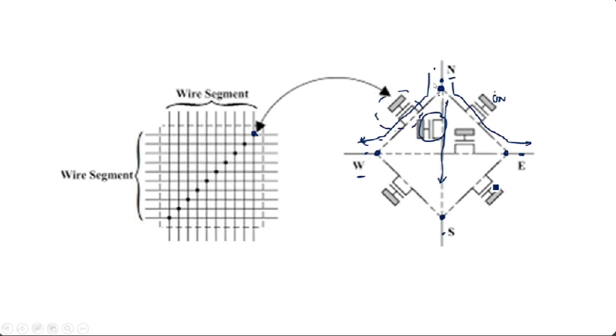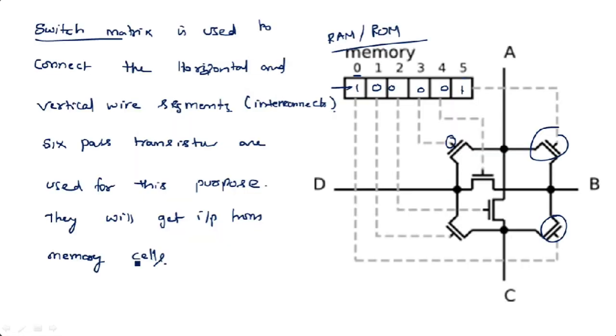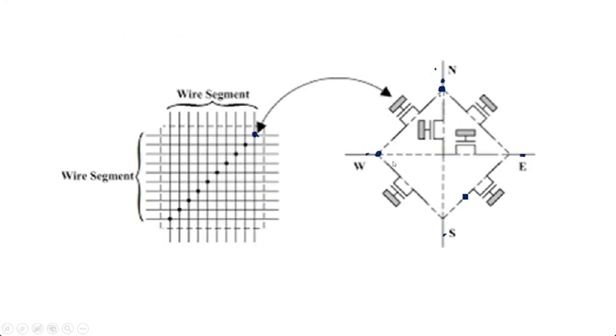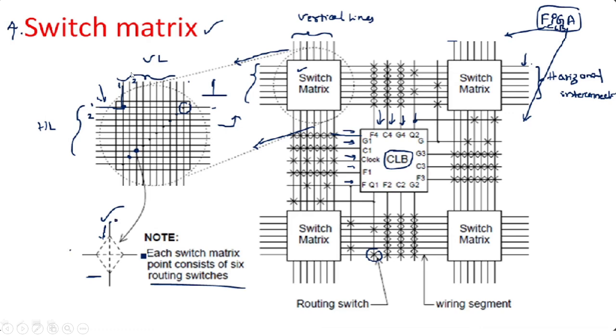Suppose the signal should pass from north to west. Then this will be on, and the signal will pass from north to west. Suppose the signal should pass from north to south. Then you need to give a high signal to this NMOS transistor, and the signal will be transmitted from north to south. Like this, we can connect the switch matrix. The switch matrix is used to connect the horizontal and vertical line segments, whatever they are.